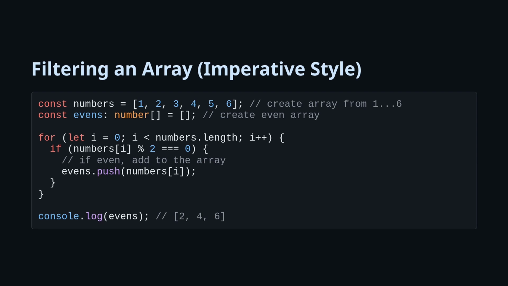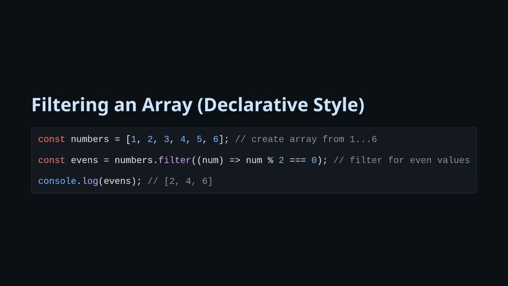You probably noticed that you need a few seconds to read the code, but in the declarative way, it's far easier to read. Like in the imperative way, we just create a numbers array from 1 to 6, and then we use the built-in function filter. The filter function takes a predicate as an argument. A predicate is just a function that checks if the argument fulfills the condition.